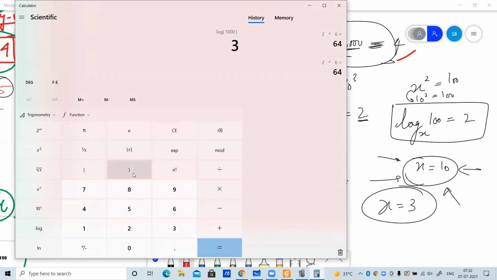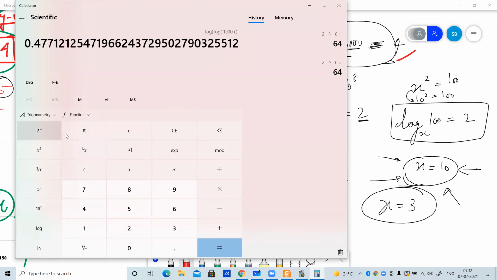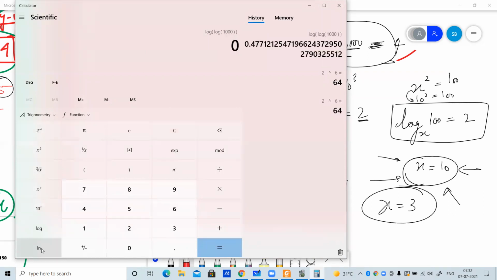All right. So in the TI 83, you can change the base also. You don't need to go 2 times 2 times 2 times 2. You can change the base. And there's one more log, that's ln. That's also log, but its base is e, and e is equal to 2.718. So the base is e for ln, and the base is 10 for log.